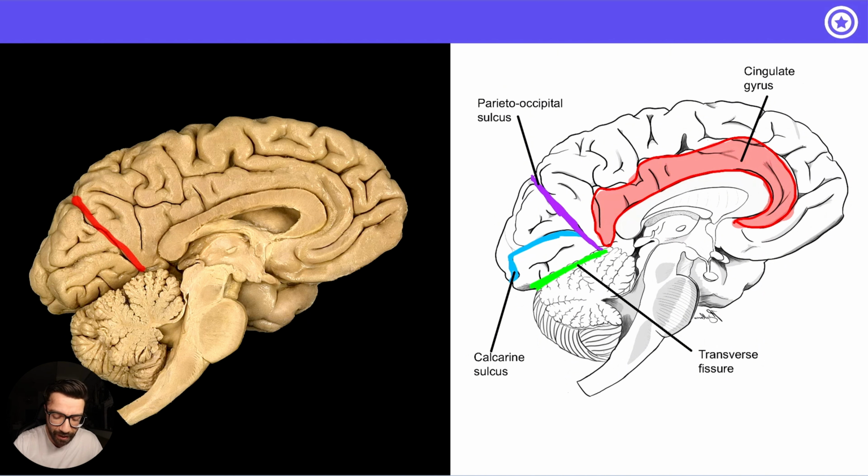So again, there's that parieto-occipital sulcus, and then if we go at another 90 degree to that parieto-occipital sulcus, we're going to have this sulcus right here. And this sulcus is found solely within our occipital lobe, and this sulcus is the calcarine sulcus, and the primary visual cortex area is going to be found surrounding that calcarine sulcus. So we have our calcarine sulcus right here.